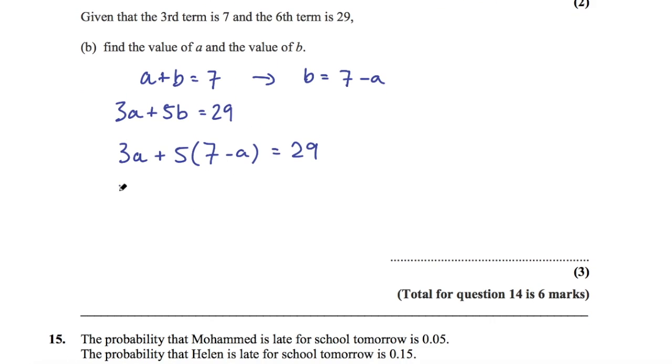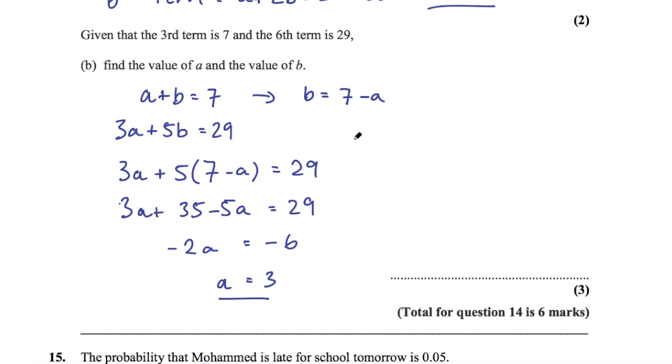So let's expand these brackets out. So 3a plus 35 minus 5a equals 29. And then we get minus 2a, 3a minus 5a, that's minus 2a, equals 29 minus 35. That'll be minus 6. So a must equal 3 there. Minus 2 lots of 3 equals minus 6.